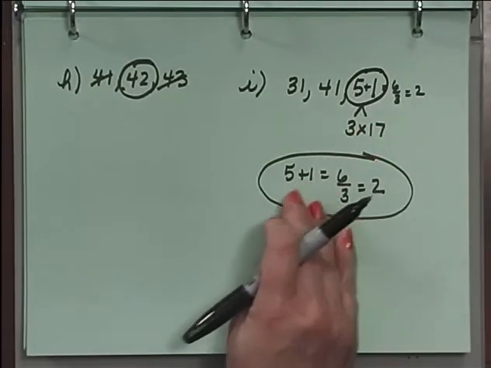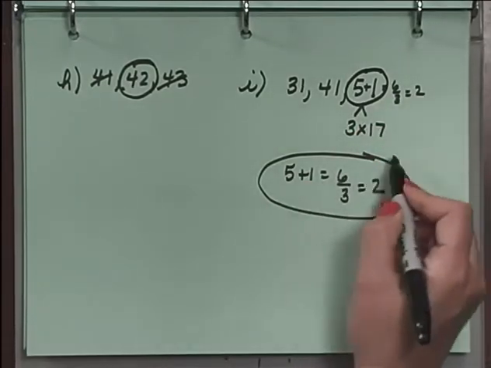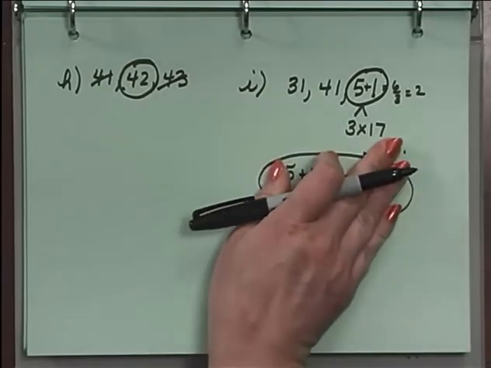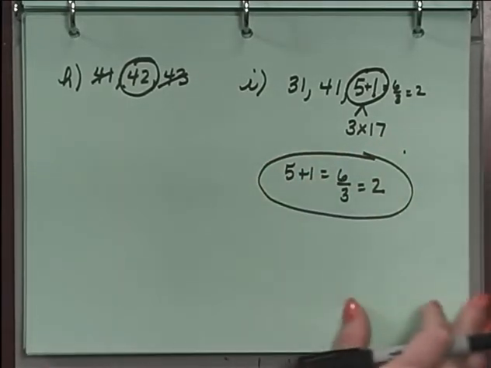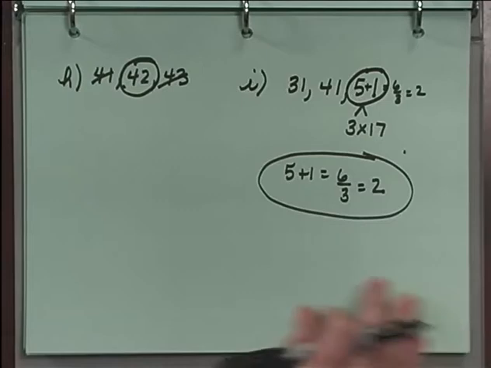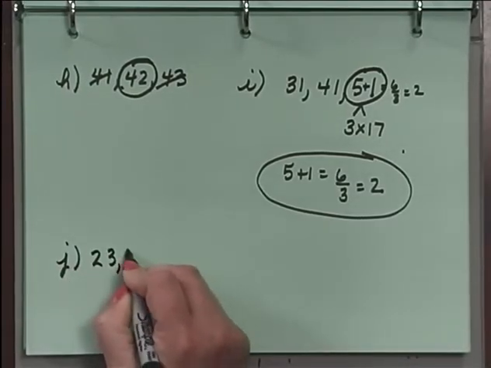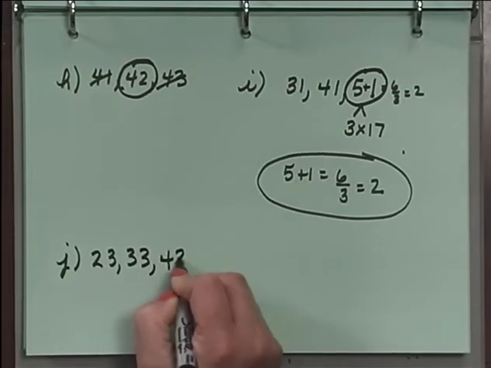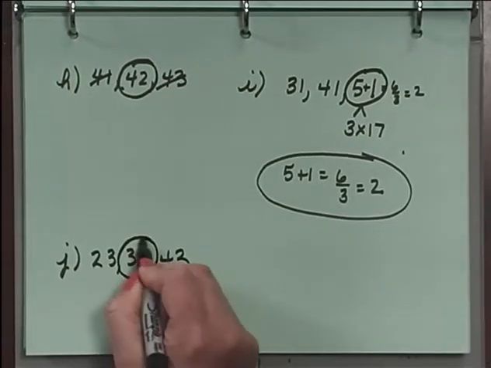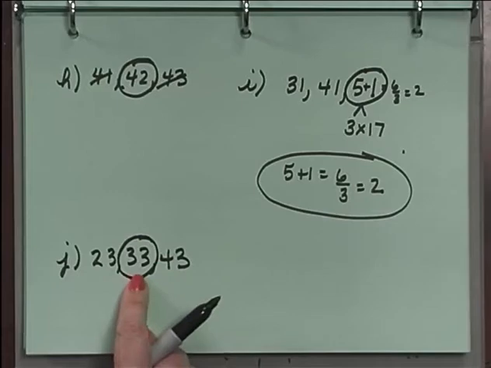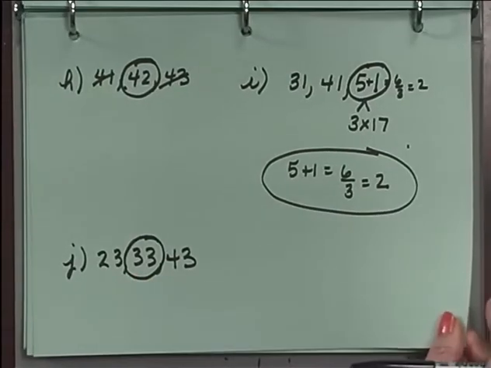By the way, we're going to be working with divisibility later, and we're going to be going over this rule again. So if you don't remember this rule, then we'll be talking about it again in later lessons. Okay, let's look at problem J. 23, 33, 43. Well, 33 is 3 times 11, so that means that 33 is not prime.